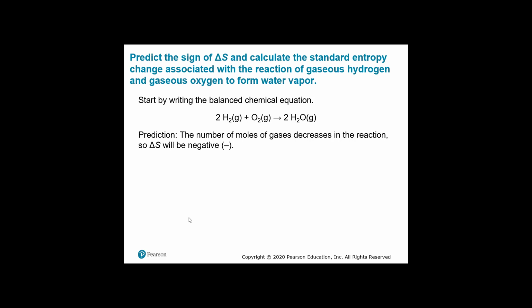The prediction. So now we want to predict, to make sure we're understanding the problem before we even work the problem. The number of moles are decreasing. We have 3 on the reactant side and 2 on the product side. So this prediction means that we believe that this is going to decrease. So the entropy change will be negative.